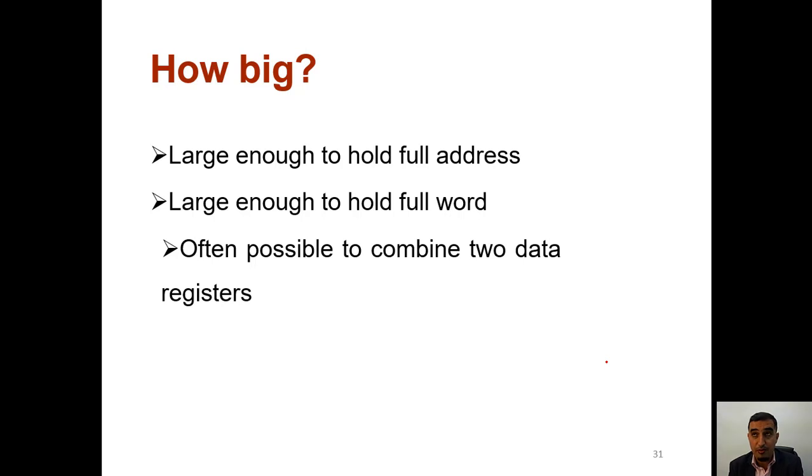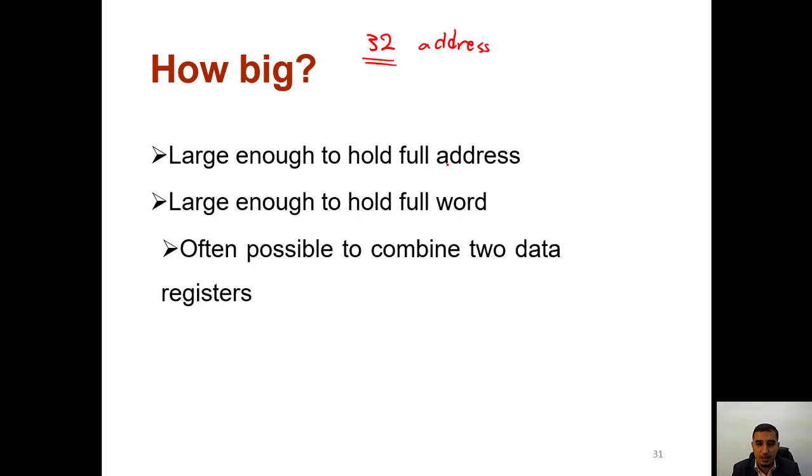Now, how big is enough in terms of registers? Large enough to hold the full address. If I'm working with a 32-bit address, I want my register to handle 32 bits. If I'm working with 16, I want it to handle 16. If I'm working with 64 bits, I want my registers to handle 64 bits. So I want the registers to hold that.